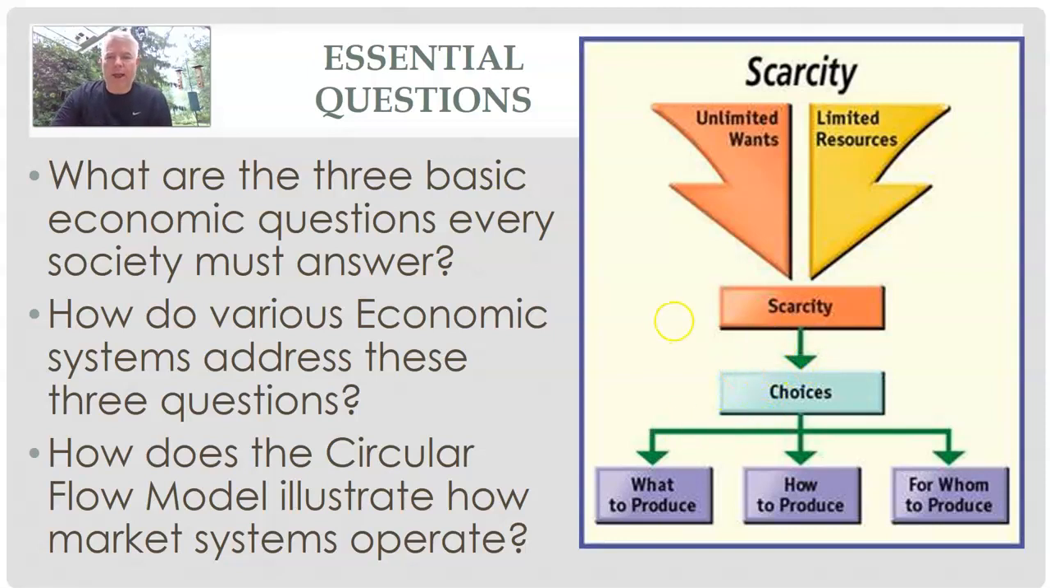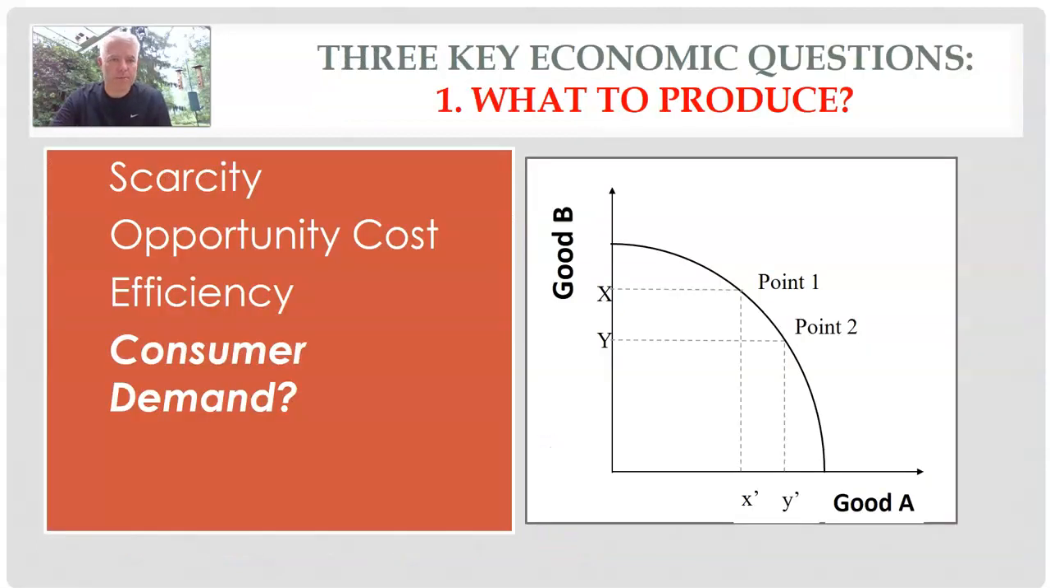We're going to be taking a look at how scarcity leads to choice, and this leads to three questions: what to produce, how to produce, and for whom do we produce. What to produce is what is actually going to be made by that society. We already illustrated the choices involved here by looking at the production possibilities curves. Scarcity leads to opportunity costs, and ultimately societies have to choose what to produce. In a market system, it's ultimately consumer demand that determines what gets made.